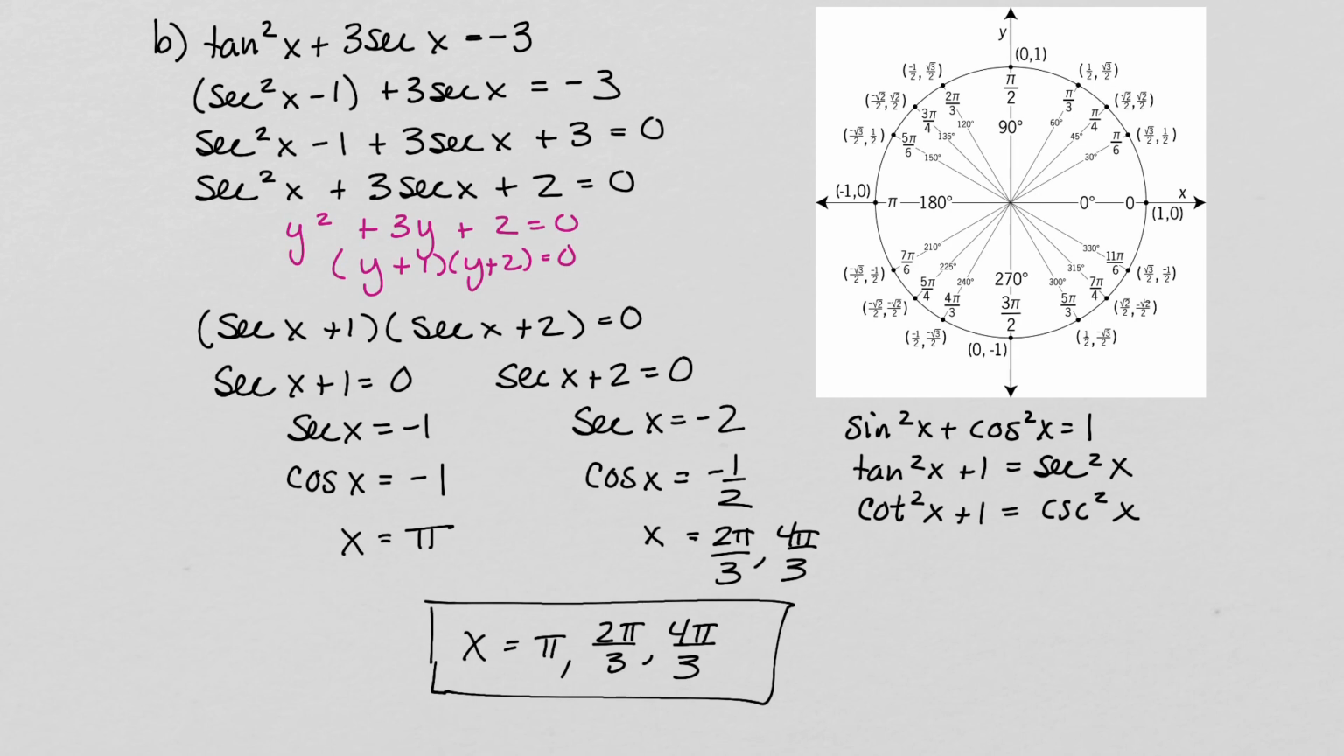So it's not too bad. You just have to use that identity to first switch it so that you have all the same trig function before you go about the rest of the problem.